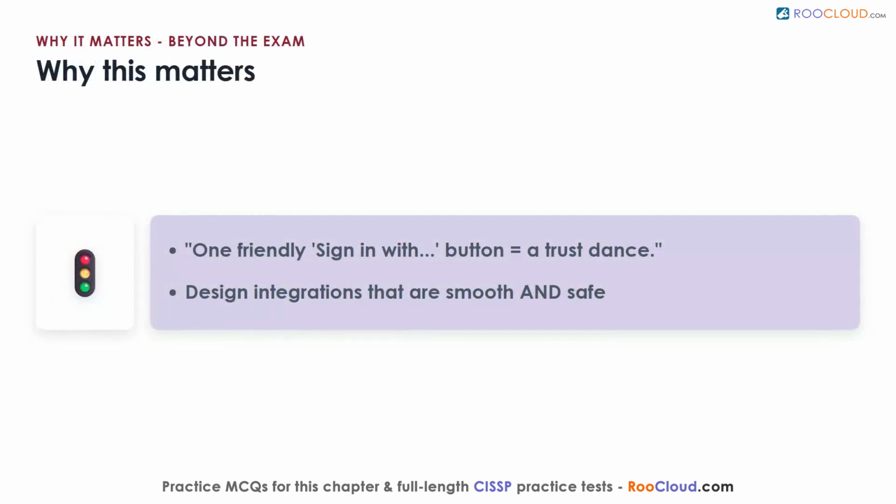Why does this matter beyond the exam? Because you will design logins that touch other companies you do not control. Picture a travel booking app that lets users sign in with an existing email provider. Behind that one friendly button sits a careful dance of trust between separate organizations. Understand the dance, and you build integrations that are both smooth and safe. Miss it, and you either frustrate users or leak credentials across systems that should never share them.